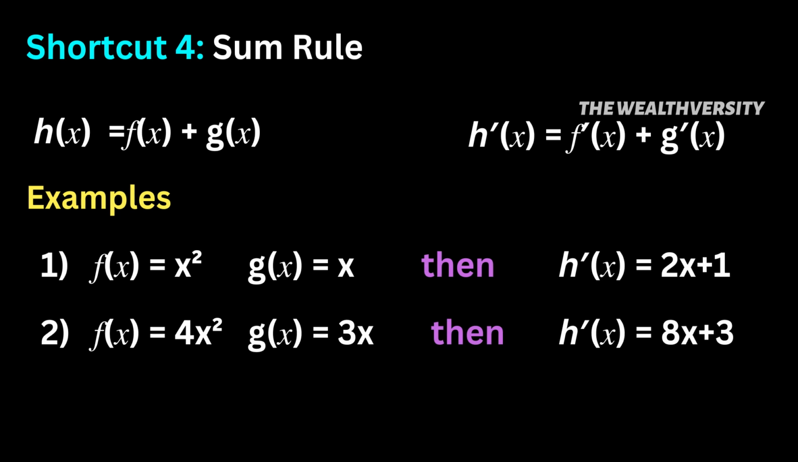In the second example, we have f of x is equal to 4x squared and g of x is equal to 3x. Since they are both differentiable, we know that h prime of x is equal to 8x, which is the derivative of 4x squared, plus 3, which is the derivative of 3x.